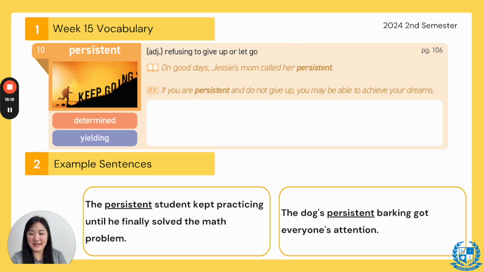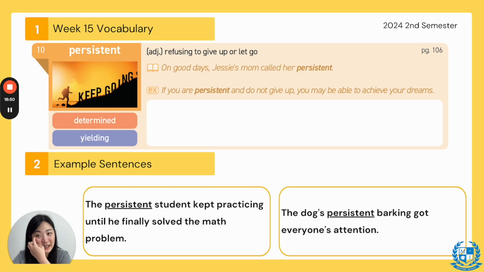Let's go to the next page, and we're on number 10. Everyone say persistent. Persistent. The synonym is determined, and the antonym is yielding. It's an adjective, and it means refusing to give up or let go. So you keep going and going and going, as the picture says up there. In our book, it says, on good days, Jessie's mom called her persistent, meaning she never gives up. She keeps going and going and going.